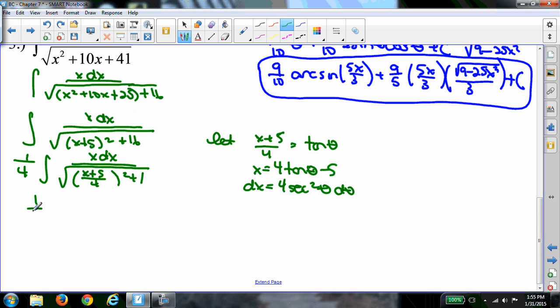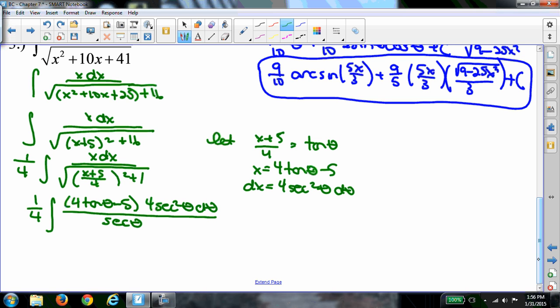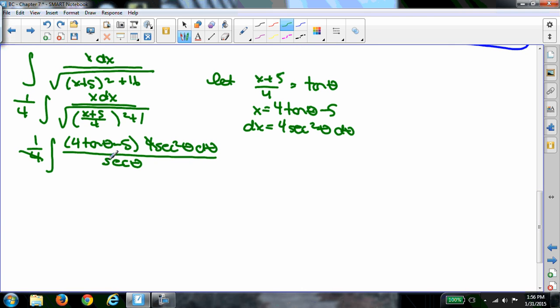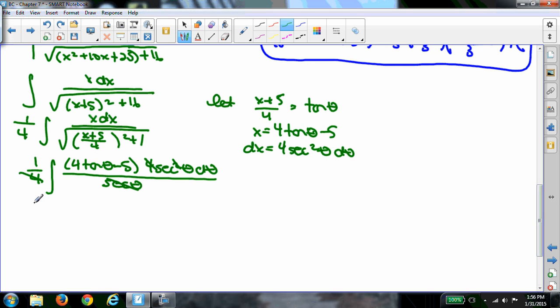Substituting, we have 1/4. We have an x I need to replace this time. So 4 tangent theta minus 5. Dx is 4 secant squared theta d theta. And the denominator was 1 plus tangent squared, which is secant squared. Square rooted becomes secant theta. Alright, so let's simplify this. The 4's cancel out, one of the secants cancel out, and so if I distribute this, I get 4 tangent theta secant theta minus 5 secant theta d theta.